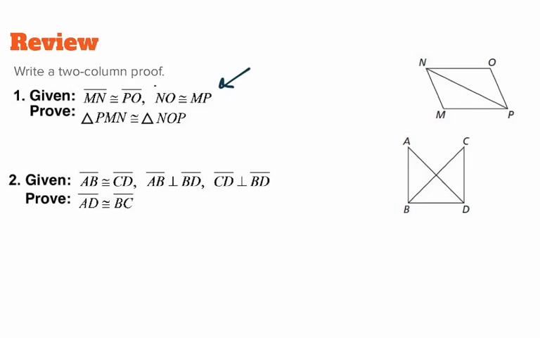In number 2, first show me that the two triangles are congruent, and then show me that those two pieces are congruent to one another. So go ahead, pause this video, and tell me or write down what you think.